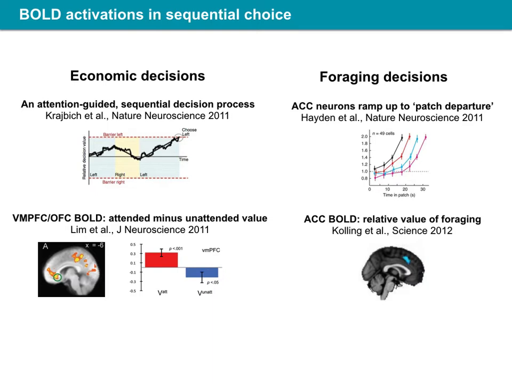A similar account has also been used to explain the BOLD fMRI signal, again within the anterior cingulate cortex, which has been argued to reflect the relative value of foraging versus searching. That was work done by Nils Kolling and Matthew Rushworth in Oxford.